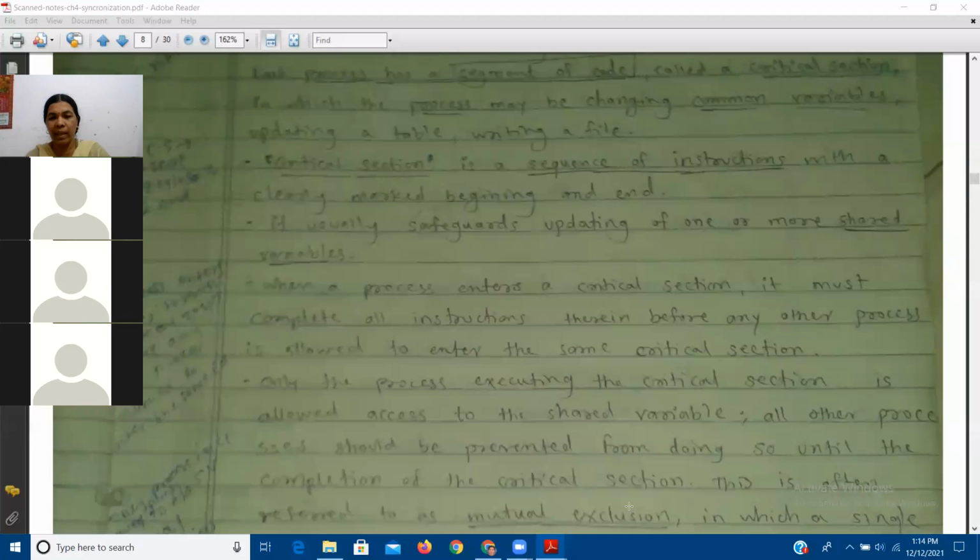If two processes will be there, one will enter and then the second will be able to enter. If more than two are there, in that case again scheduling will be used, and according to the scheduling sequence, the process is able to enter the critical section.